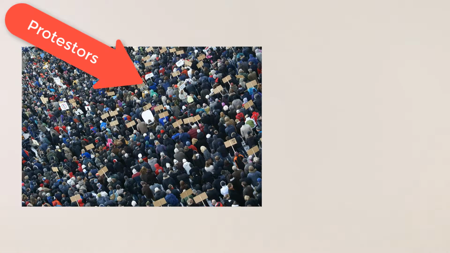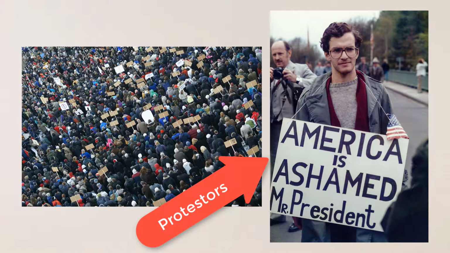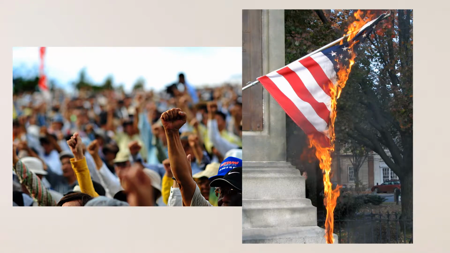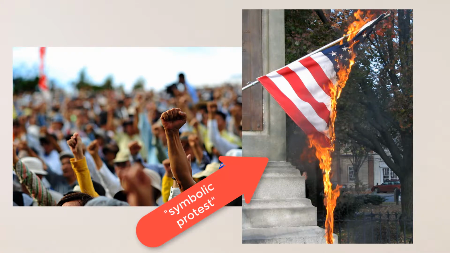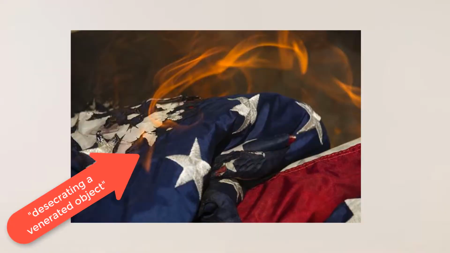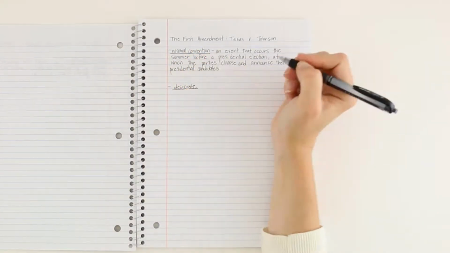Many protesters who did not agree with Reagan's policies had gathered in Dallas. One of these protesters was Gregory Johnson. As protesters chanted in the background, Johnson burned an American flag as a symbolic protest of President Reagan. Johnson was arrested by police and charged with desecrating a venerated object. Desecrate means to destroy, and venerated means admired.